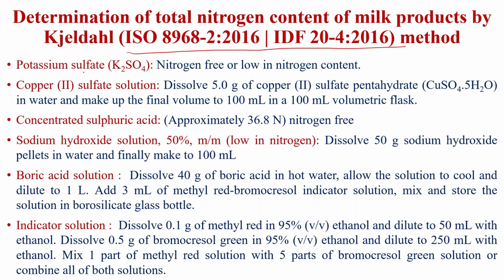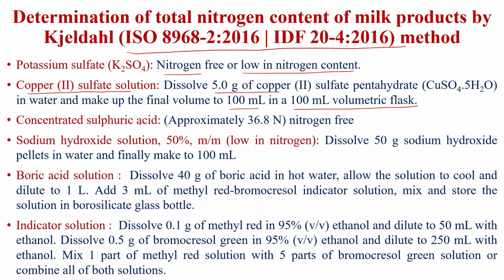First, potassium sulfate, which is used to raise the boiling point of the mixture. That should be nitrogen free or low in nitrogen content, because ultimately we have to determine the nitrogen content in the sample. Then we use copper sulfate solution, which acts as a catalyst. We make a 5% solution by dissolving 5 gram of copper sulfate pentahydrate and making up the volume to 100 ml in a volumetric flask. So we will have the 5% copper sulfate solution.